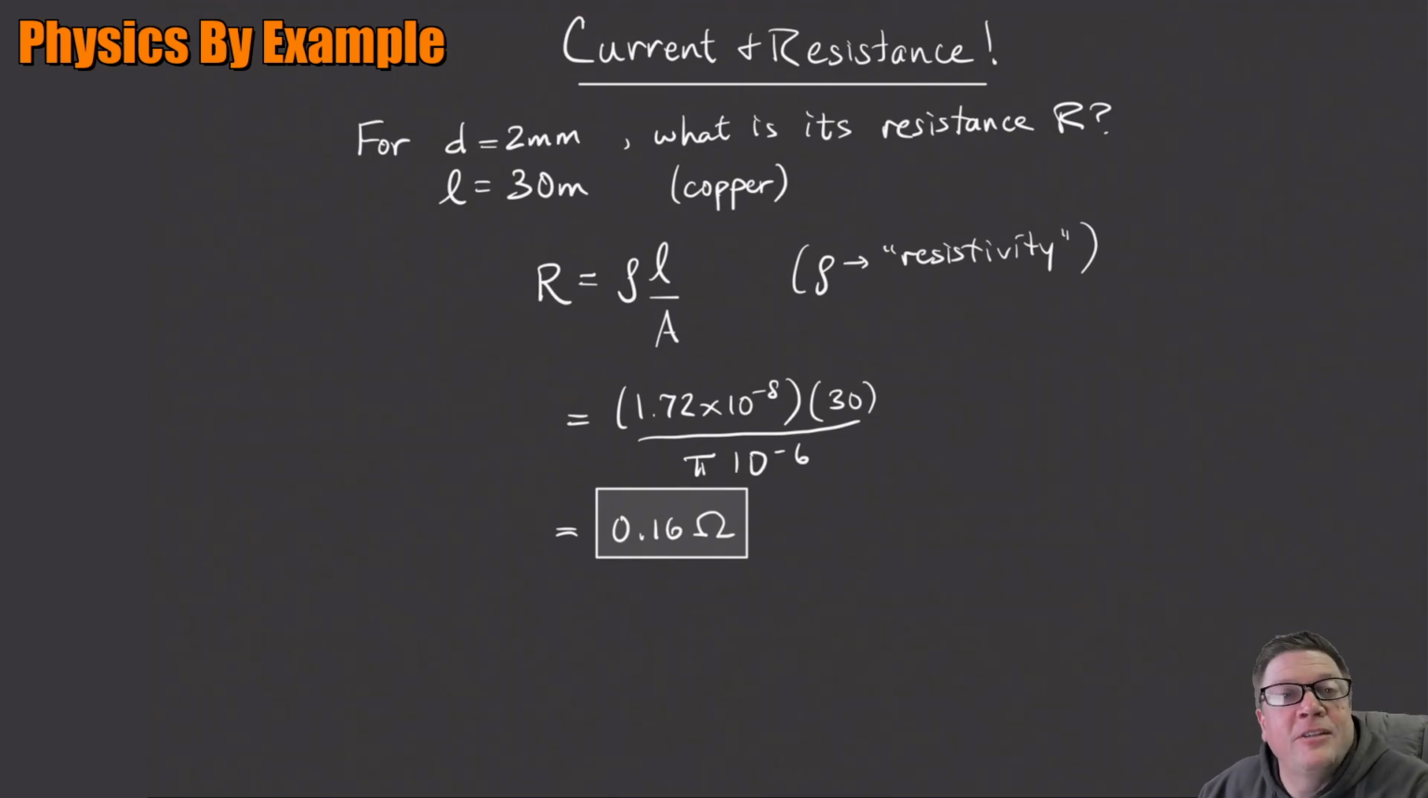If you want to get the resistance of a wire, all you need to know is what it's made of, its length, and then its area, how thick it is. And then you're all set.